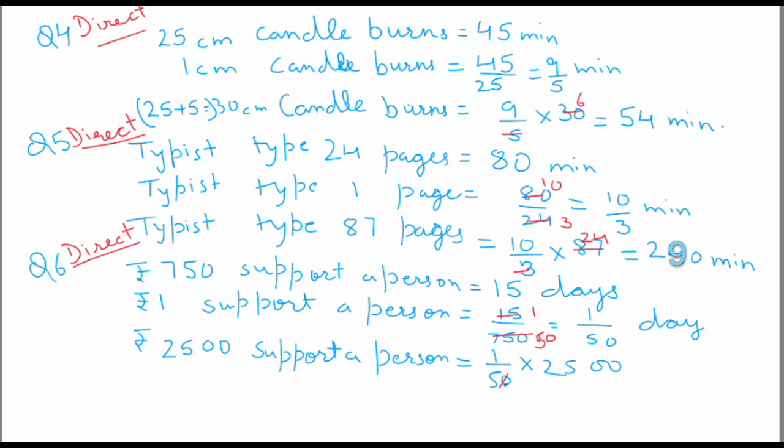So cut 10, 5 5s are 25 and 0. That means 2500 will support him for 50 days. I hope you are understanding. If you have any problem, you can ask me in the comment.